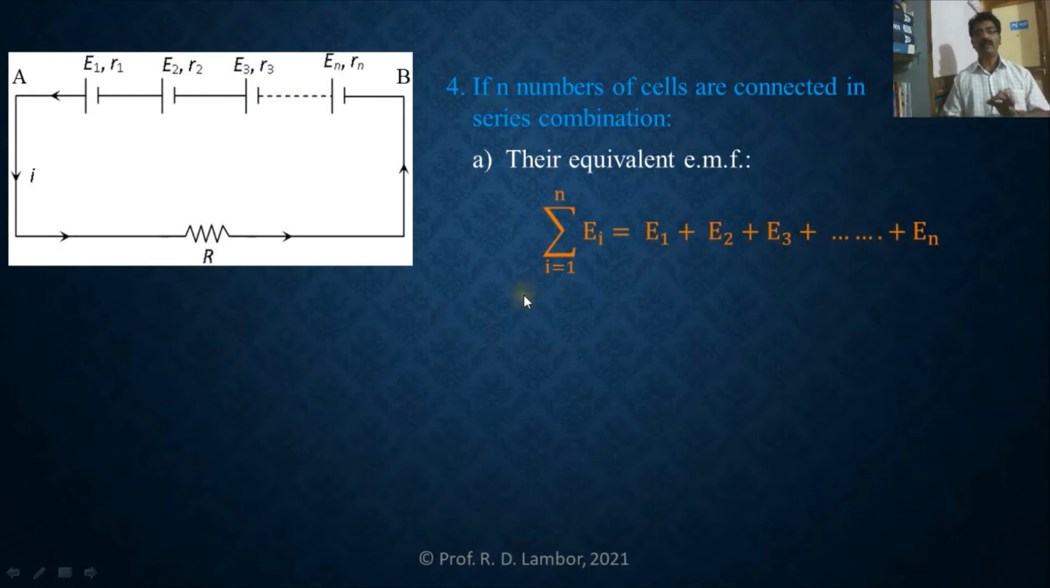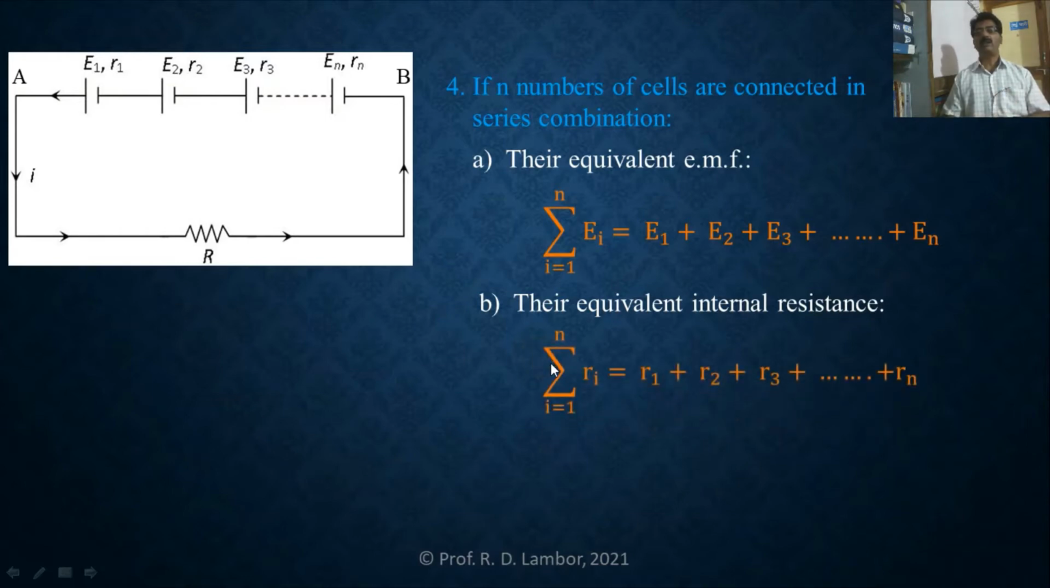Also, we can find the equivalent internal resistance of this series combination. As all the internal resistances are in series combination, we can write the equivalent internal resistance as summation i goes from 1 to n of Ri, which is equal to R1 plus R2 plus R3 plus and so on up to Rn. So in this way, we can learn how to increase the voltage capacity or voltage rating of a battery by connecting given cells in series combination.